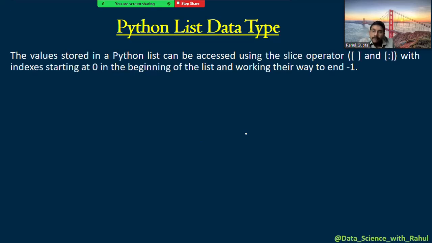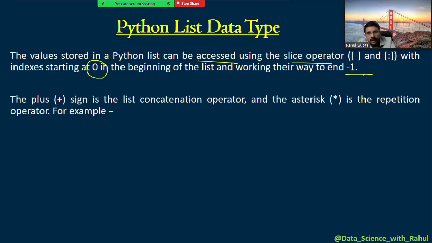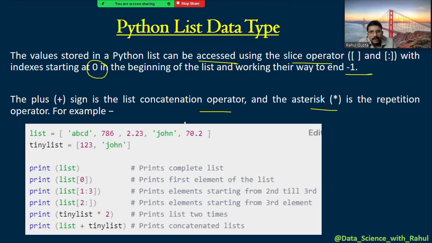Now the values stored in the list can again be accessed using the slice operator. Here also the index starts from 0 from the beginning, and from the end it starts with -1. Similar concept as we discussed previously. The plus sign indicates concatenation and the asterisk sign indicates repetition. So again the same example. If I print, let's say this is the list and this is a tiny list, if I print list, I'll get everything.